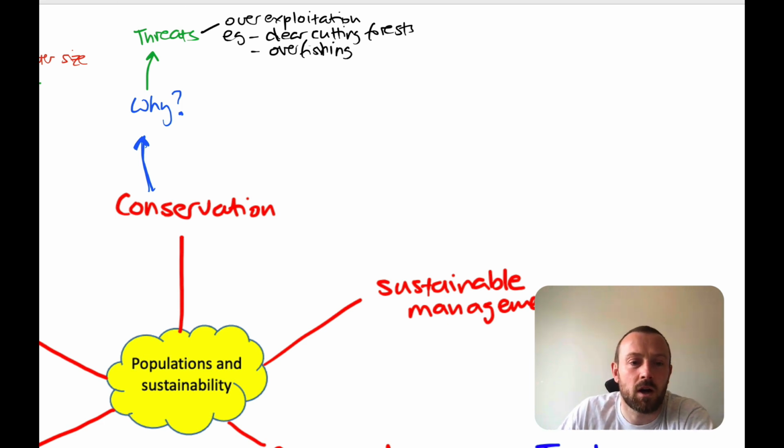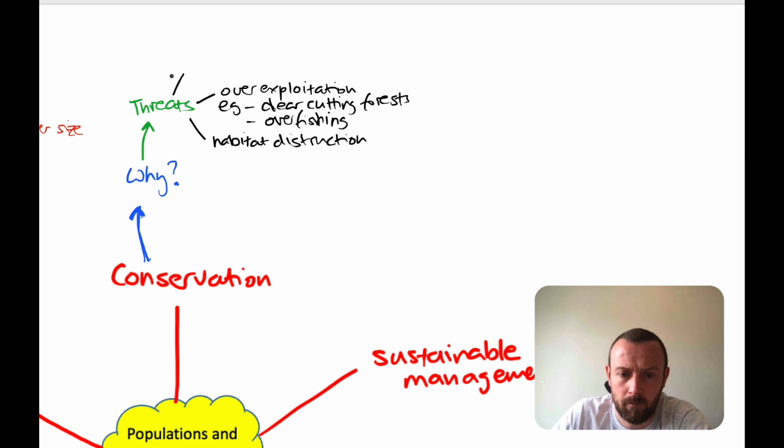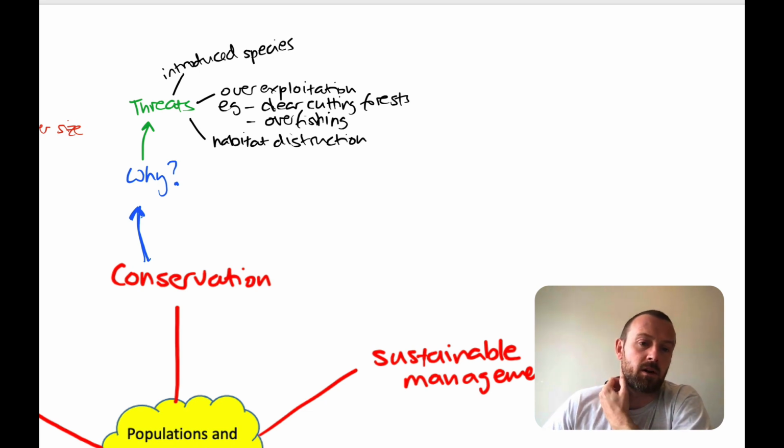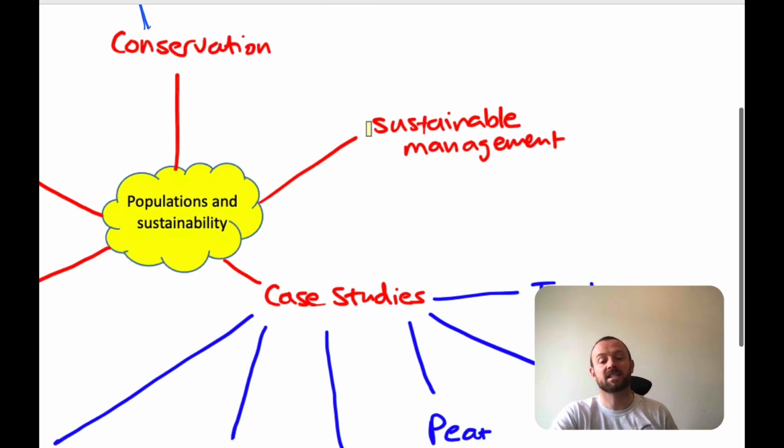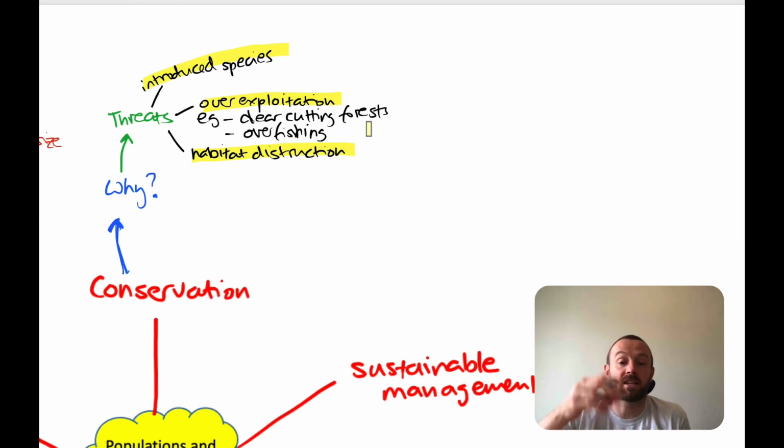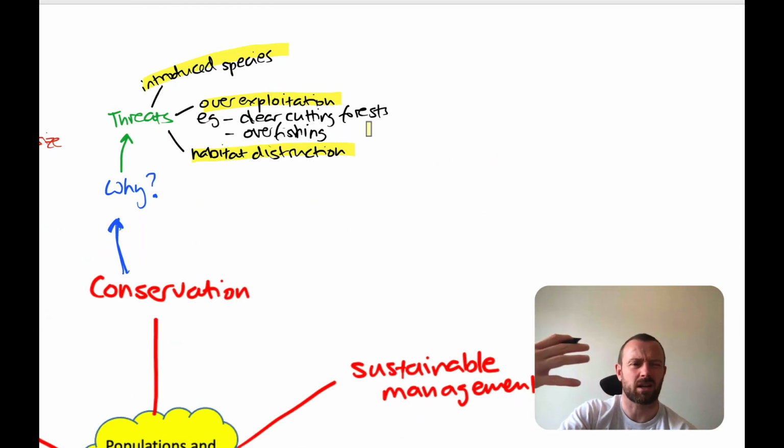Overfishing, for example. What else have we got? Other threats. We've got habitat disruption, or destruction, and we've also got introduced species. I'll put that up here. And these three top threats will come up time and time again in the case studies down here. So in each case study, how are any of these threats around, and what are we doing to prevent them, basically? So those are the threats.